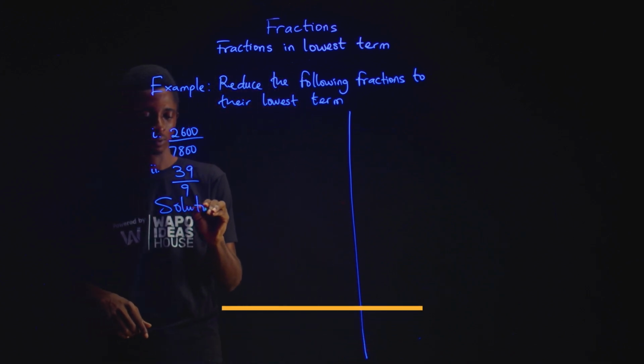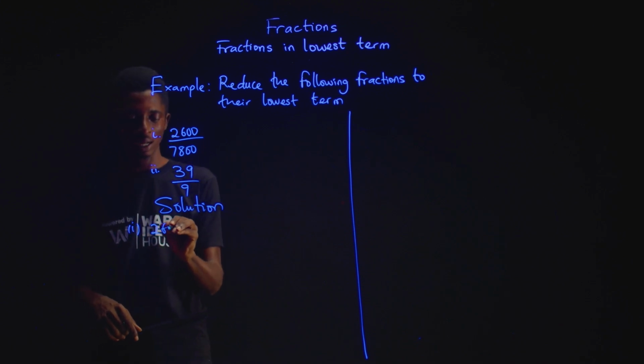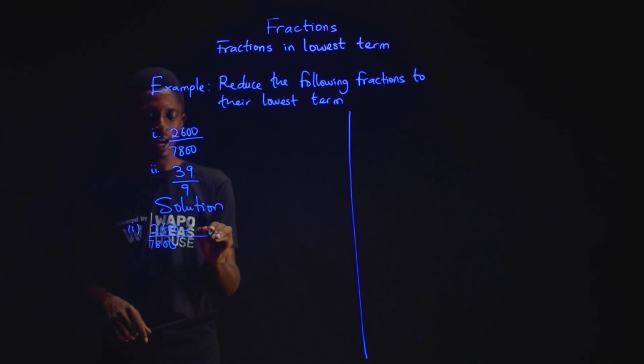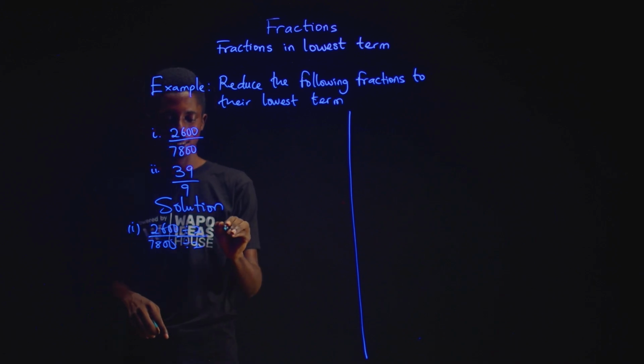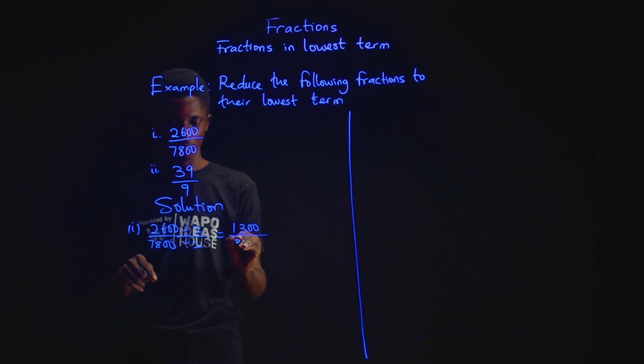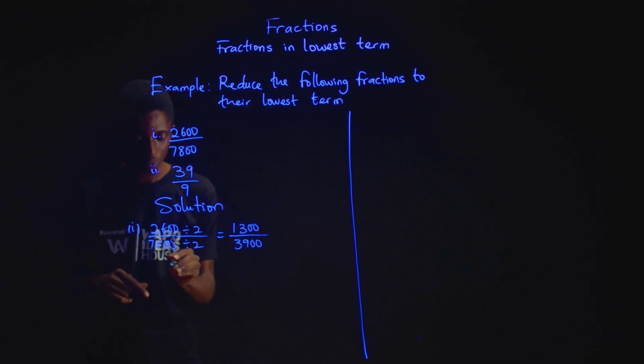Solution. To the first fraction, 2600 over 7800. When we divide numerator and denominator by 2, we would arrive at 1300 for the numerator, and for the denominator we arrive at 3900. Now let's continue.